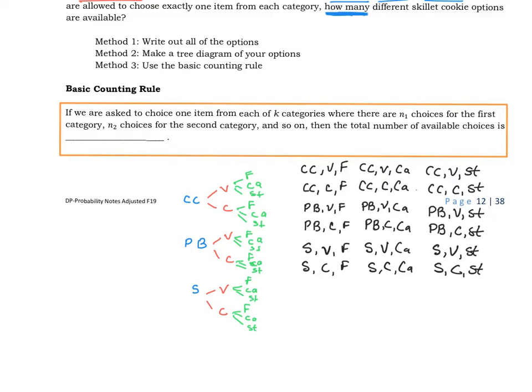Okay, as you see, most people would use method 2 to make a tree diagram to actually write out all of the options. But we see here that we have, let's see, 1, 2, 3, 4, 5, 6, 18 possible combinations of all these items for our skillet cookie dessert. Well, that was pretty tedious, and if you weren't interested in specifically what all those options were, we could have just used the counting rule.